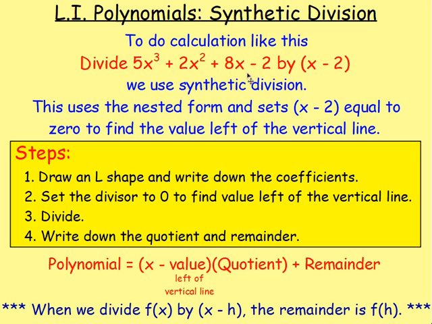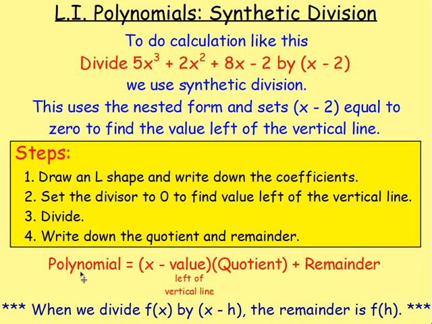Well, if you divide this polynomial by x minus 2, we'd have to use synthetic division. And for synthetic division, that uses the nested form. It sets the divisor equal to 0, and that gives us the value to the left of that vertical line. So the steps for using synthetic division: first of all, draw the L shape, write down the coefficients, set the divisor to 0 to find the value left of the vertical line, work your way through that by dividing, and then you can read off the quotient and the remainder.